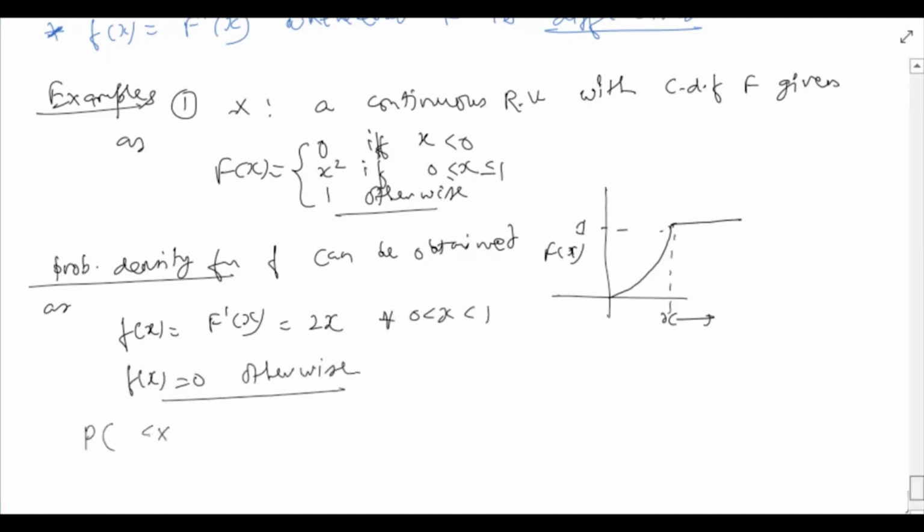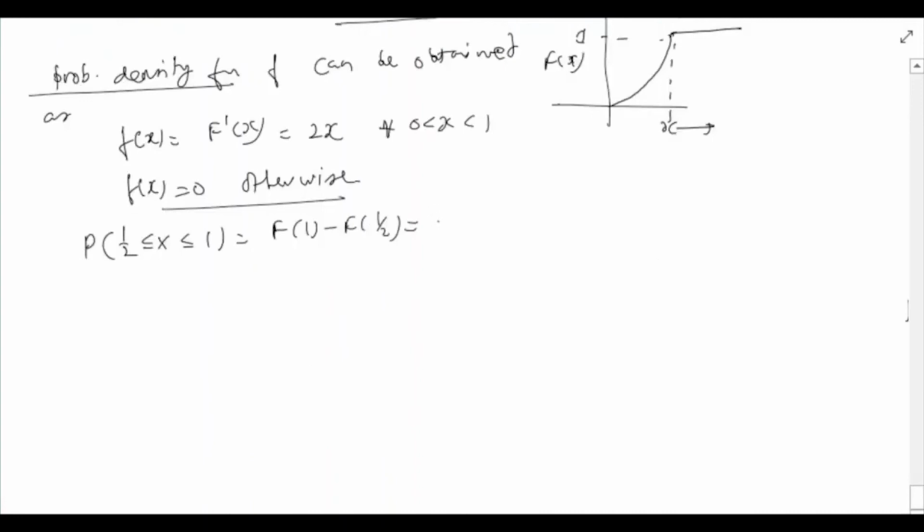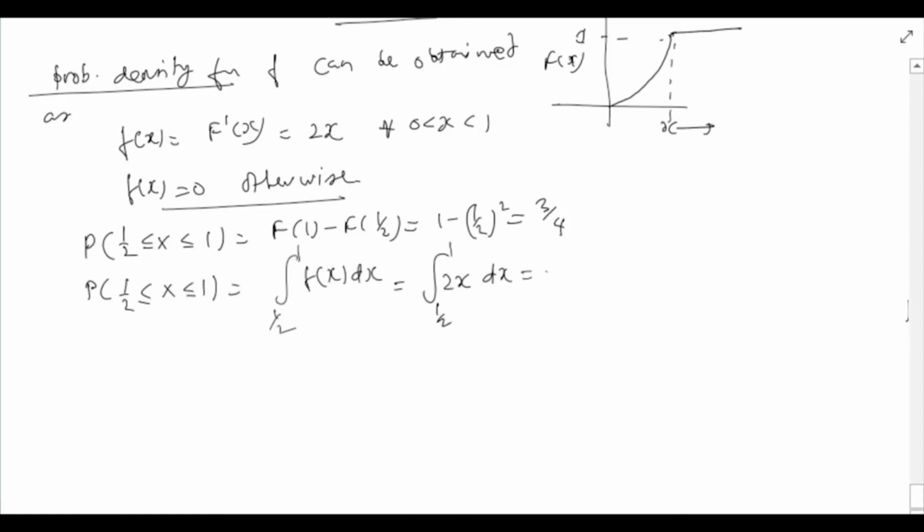The probability that the random variable x will be between half and 1 can be obtained as F(1) minus F(half), which is 1 minus (1/2) raised to 2. This is 3 by 4. The same can also be obtained by integrating the probability density function, f(x) dx from half to 1, that is, 2x integrated from half to 1. Clearly it also gives the same result, that is 3 by 4. Let's see one more example.